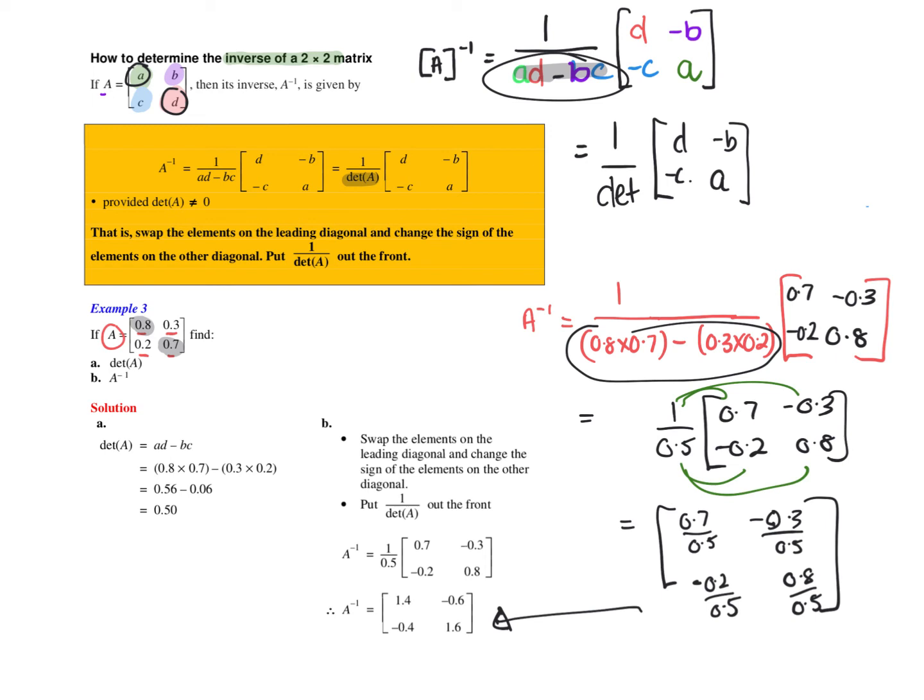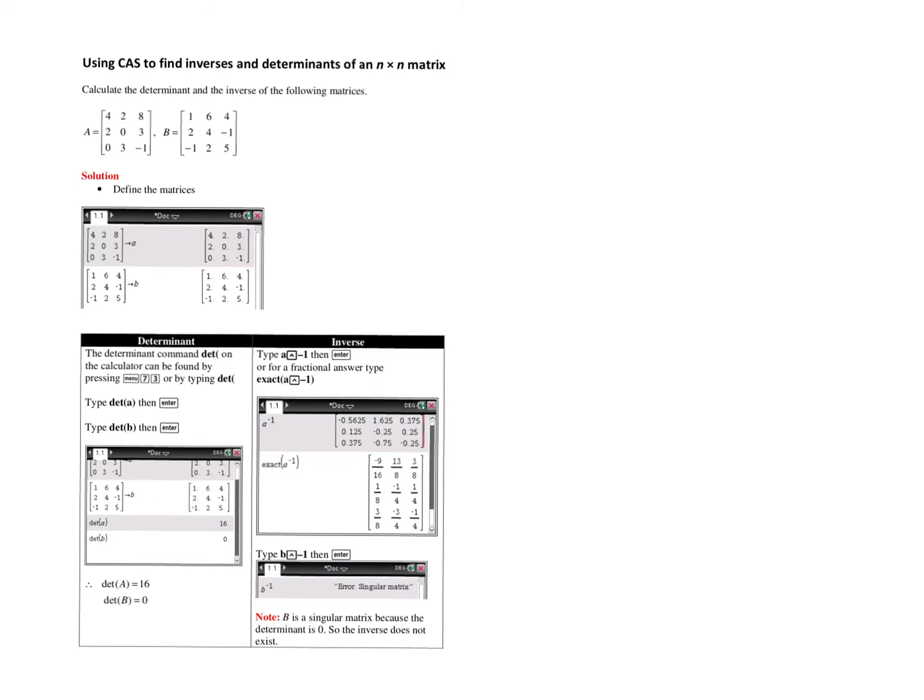This is the inverse of matrix A. Alright, so if you have a bigger matrix, bigger than a 2 by 2, say a 3 by 3 or 4 by 4 or any bigger, we'll just do it on our calculator.